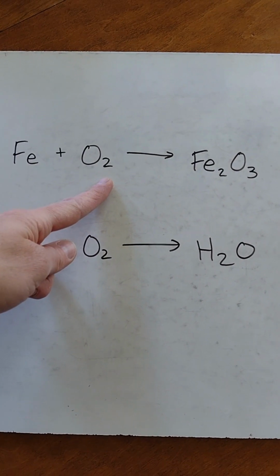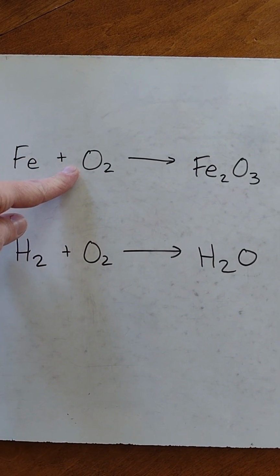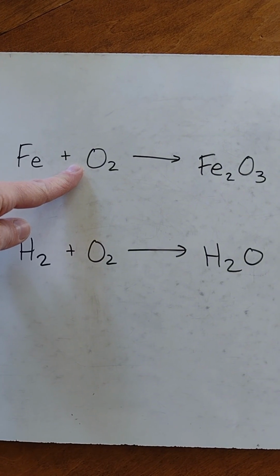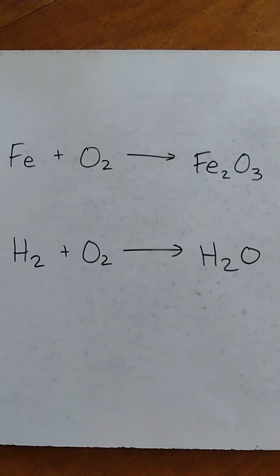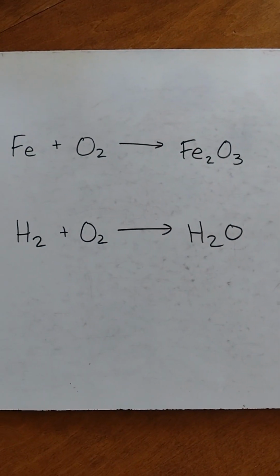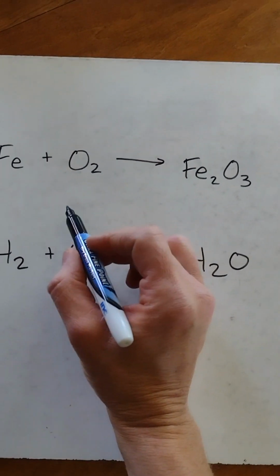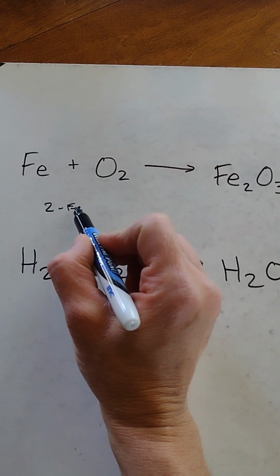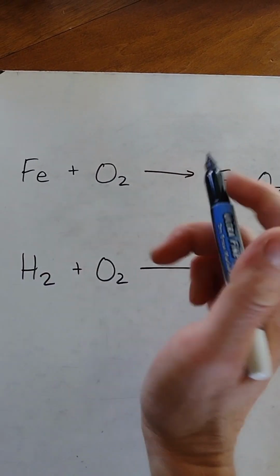You can add coefficients. Coefficients are numbers that appear before a formula in a chemical equation to show how many atoms or molecules of each reactant or product are involved in the reaction. So let's try to balance this out. I like to use tally marks. Some people will write a number like 2Fe. Sorry, I wasn't looking at what I was doing. I just like to use tally marks, so we're going to do it this way.